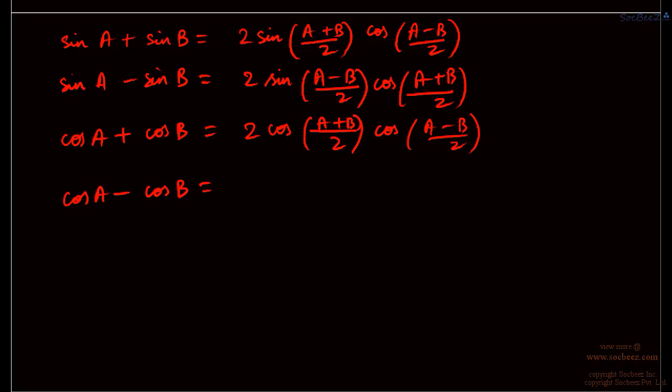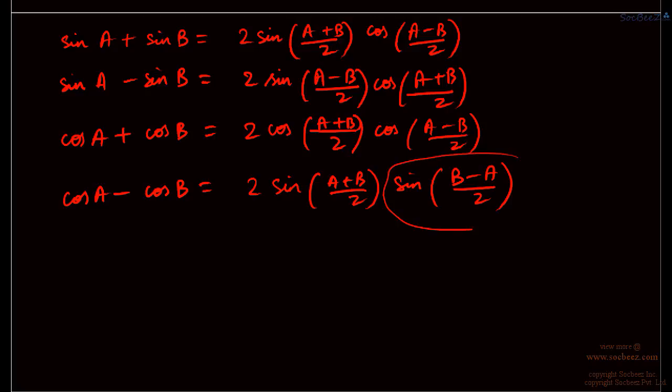Now cos a minus cos b is completely different. This will give only sine, and there is another catch here. Cos a minus cos b is written as 2 sine of a plus b by 2 sine of b minus a by 2. So just watch out for this part. This will be sine of b minus a by 2. It's not your familiar sine of a minus b by 2. It's actually the reverse, b minus a by 2. So I'll just erase this part.